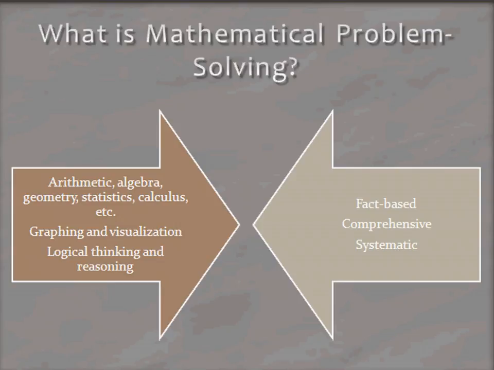So what is mathematical problem solving? We can think of this in two ways. First, we can think of the skills and techniques that we use in mathematical problem solving. These include the subjects you learned in school, such as arithmetic, algebra, geometry, statistics, and calculus, and the techniques you learned in those classes, like graphing and data visualization, and logical reasoning and thinking. You can also think of mathematical problem solving in terms of the kind of thinking or the nature of the work that you need to do. Mathematical problem solving is fact-based, comprehensive, and systematic.